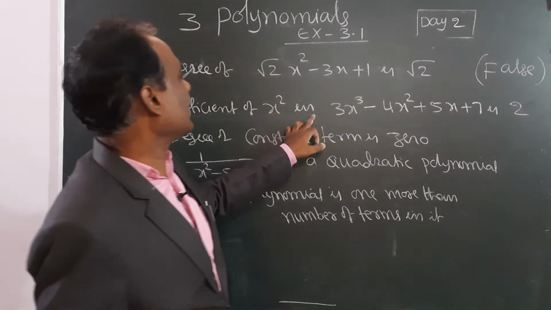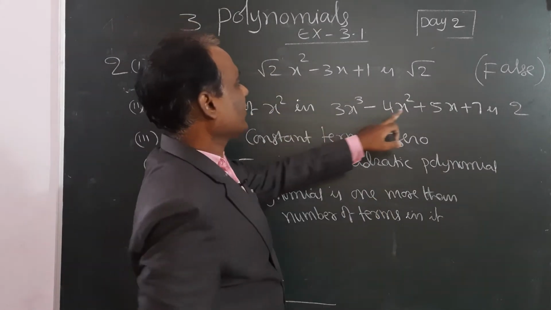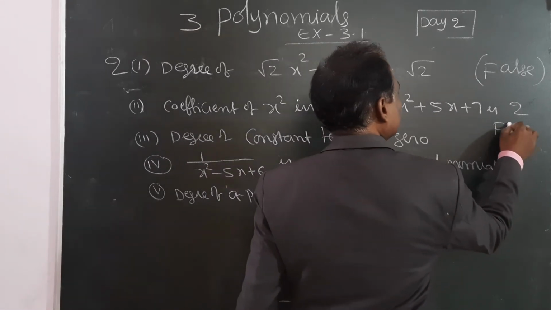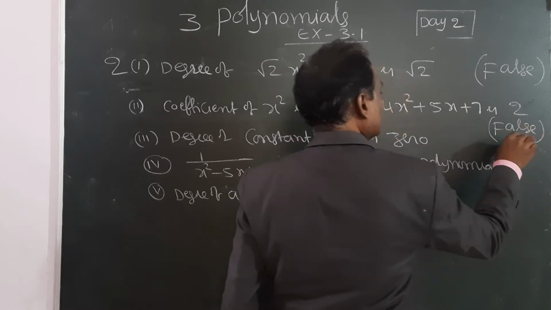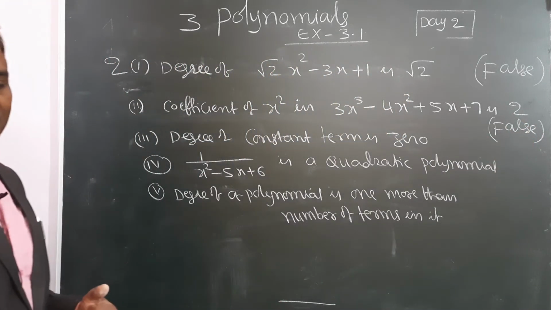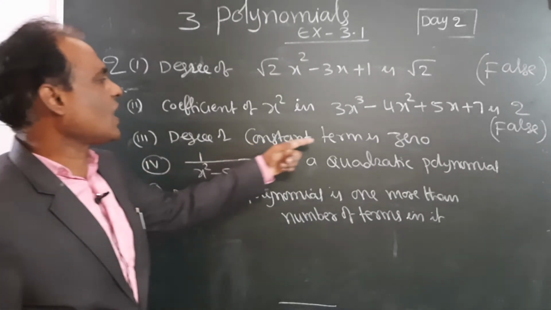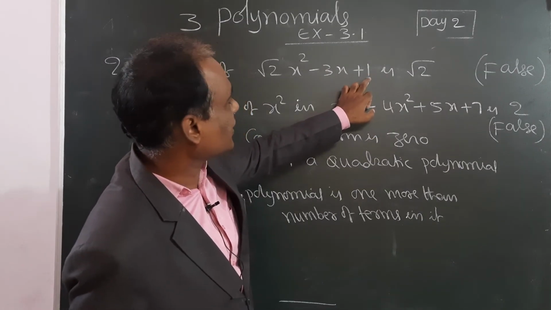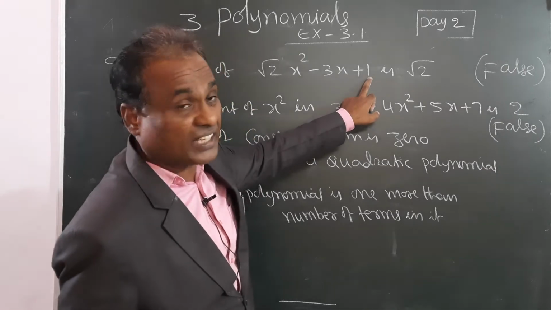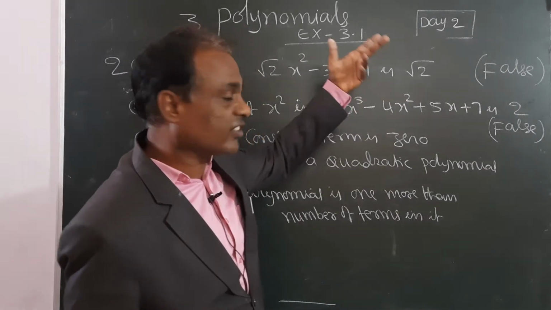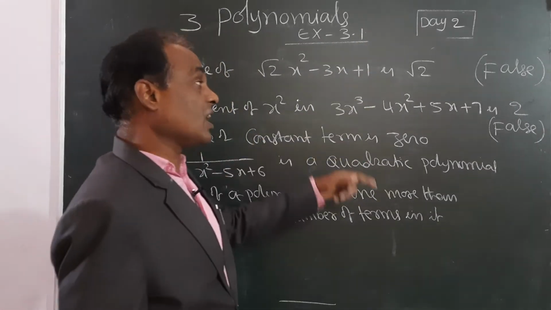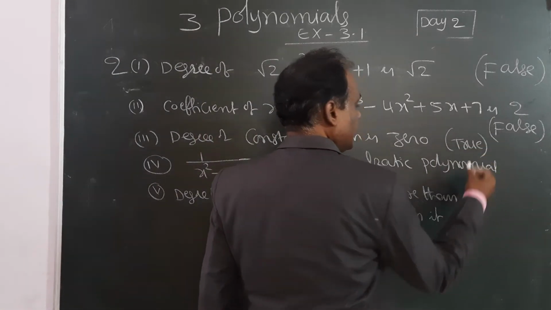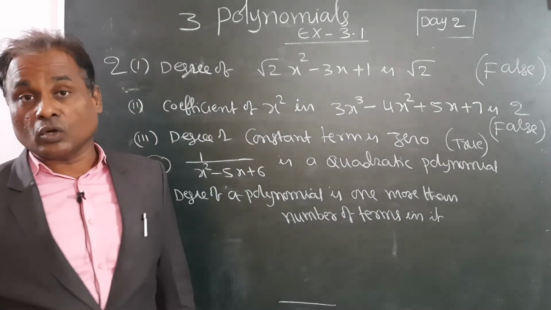What is the coefficient of x square? Minus 4, but it is given as 2. So false. Degree of a constant term: if there is no variable here, this is the constant term. If there is no x, x power is 0. So degree of a constant term is 0. Remember this rule. Correct, true.